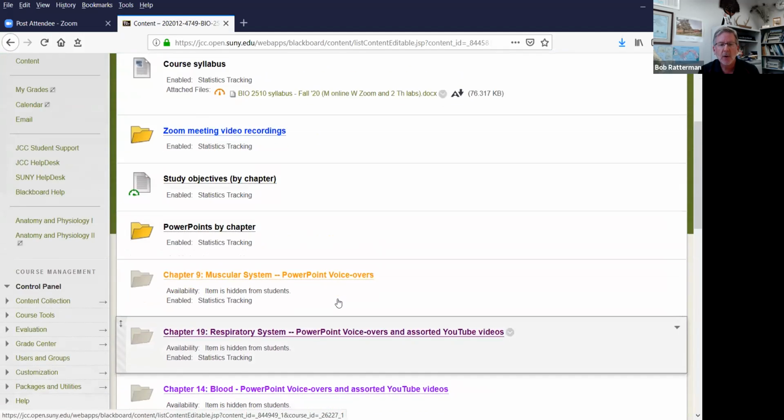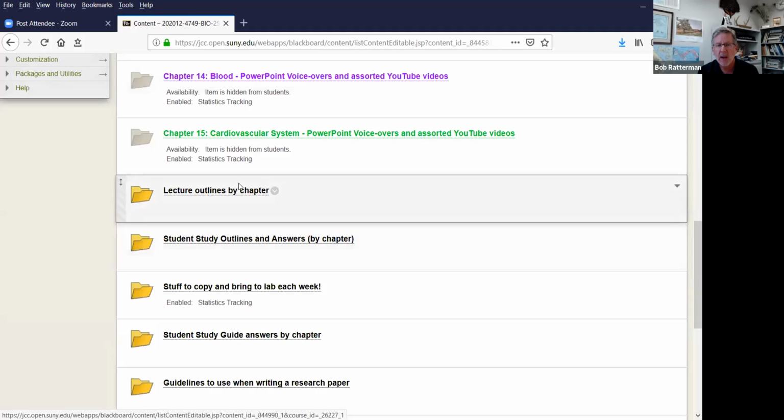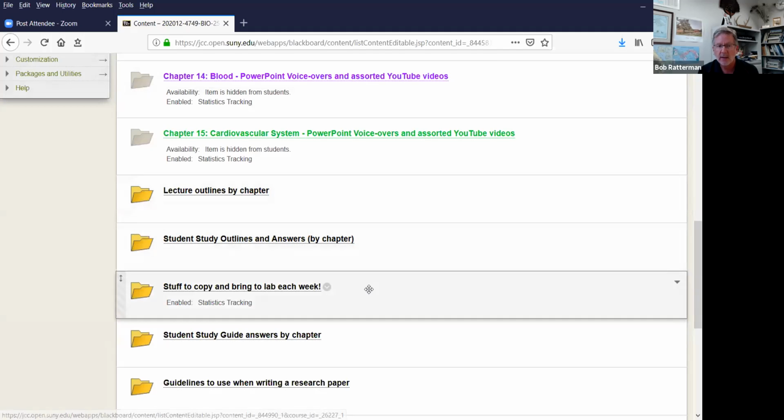And then I also posted here the student study outlines. This is from the actual author of the textbook, the book you're using for lecture. So you might want to check these out to see if those might be at all helpful to you. Does that help, Jess? Okay.